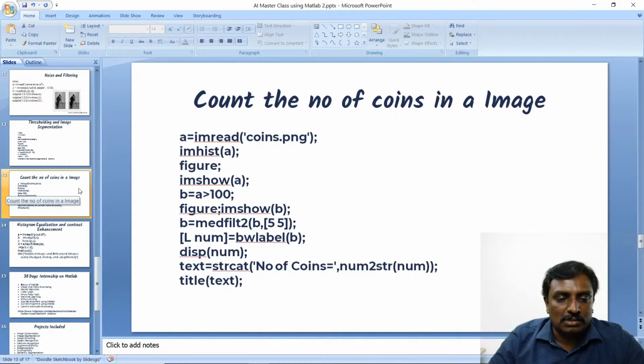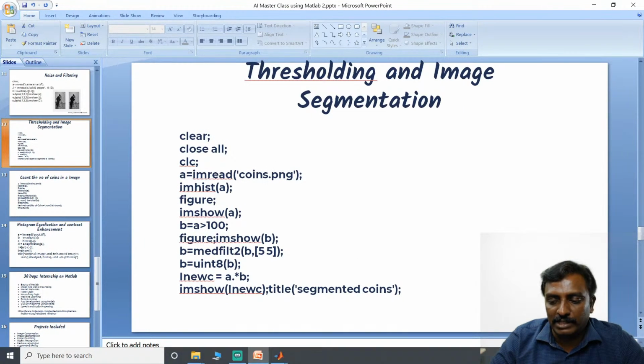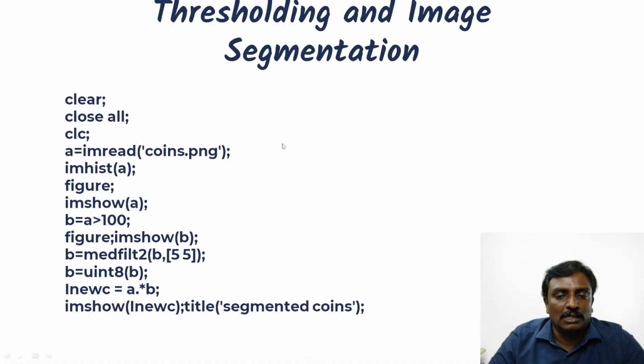The next topic is thresholding and image segmentation. First I'll explain the code here. In this code, we have read an image. imhist is a command used to plot the histogram, which is the frequency of occurrence. Then imshow of A, and 100 is a manual threshold. If the value is above 100, it is taken as 1. If the value is below 100, it is taken as 0.